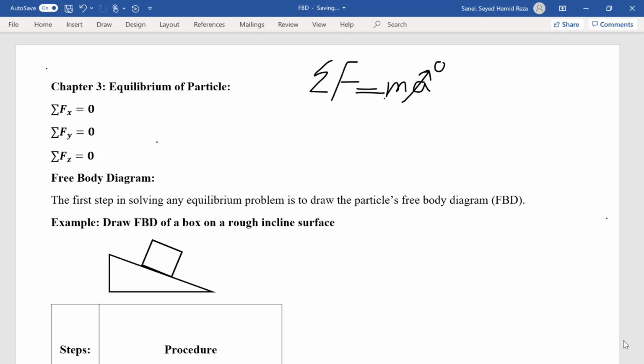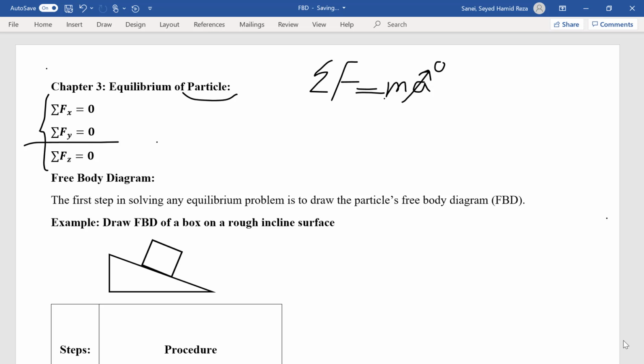Because we are dealing with Cartesian coordinates, we decompose our force components into x, y, and z. If you are only dealing with two-dimensional problems, then you only need to write the summation of forces in x and y equal to 0. The other important word that we are using here is particle.